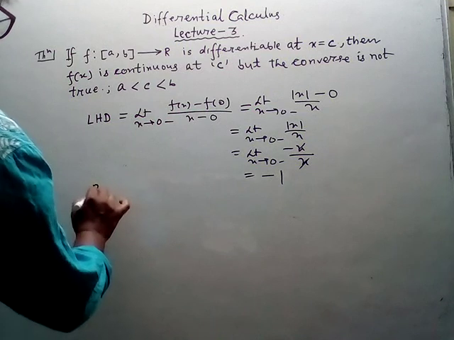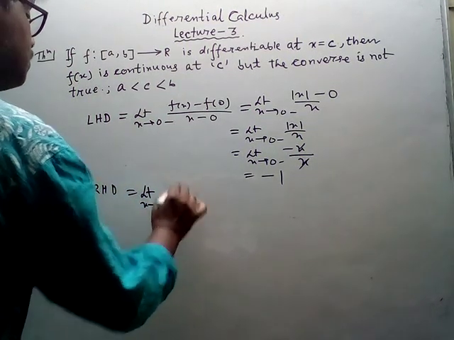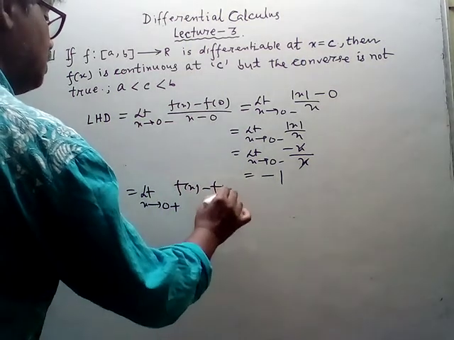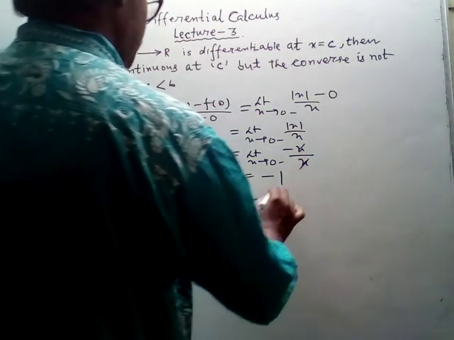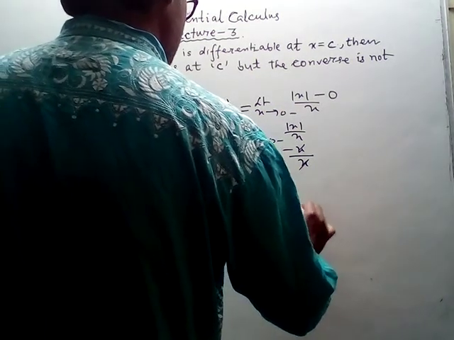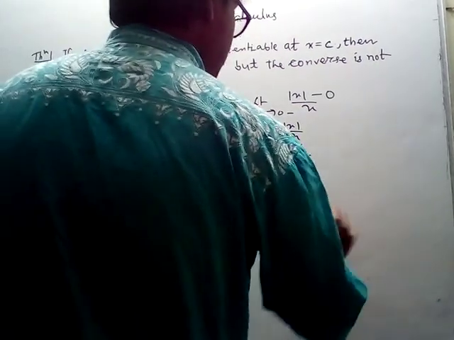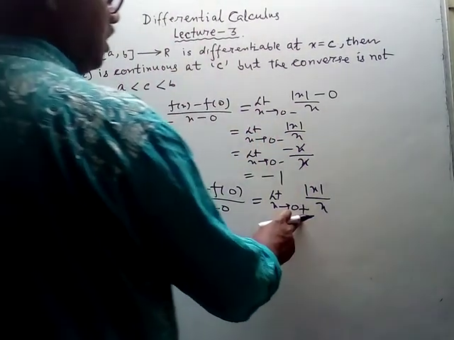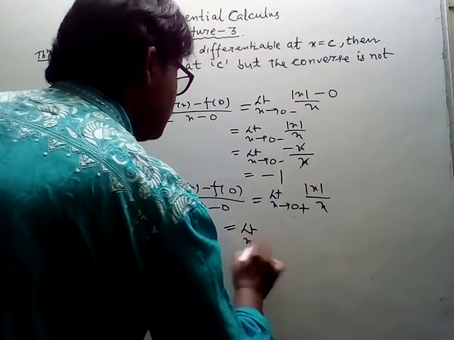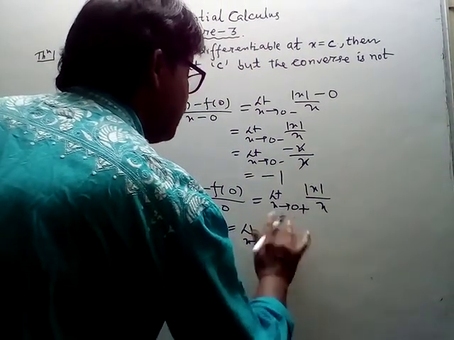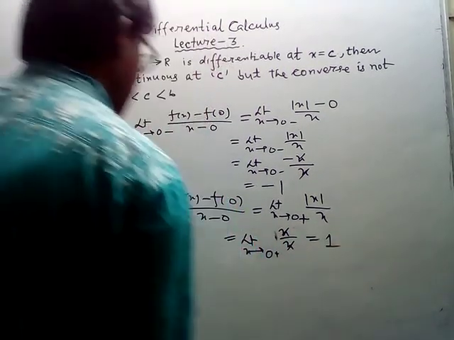And the right hand derivative is the limit x tends to 0 plus of (f(x) minus f(0)) divided by (x minus 0). This equals modulus x minus 0, by x. Since x tends to 0 plus, that is x greater than 0, modulus x equals x. The limit x tends to 0 plus of x by x, cancel, so the limit is 1.